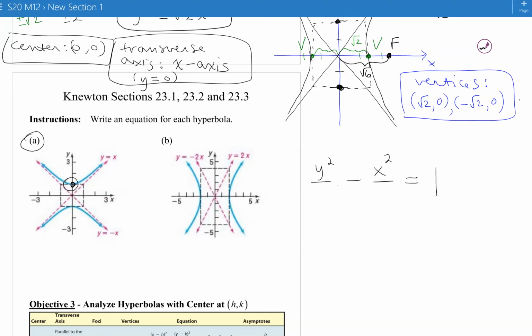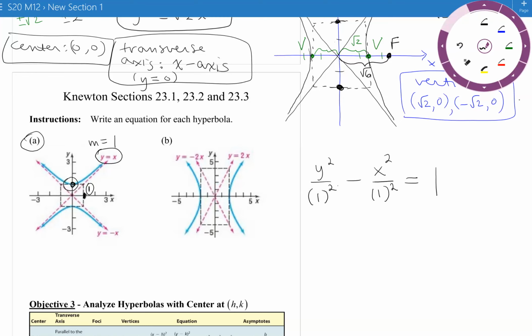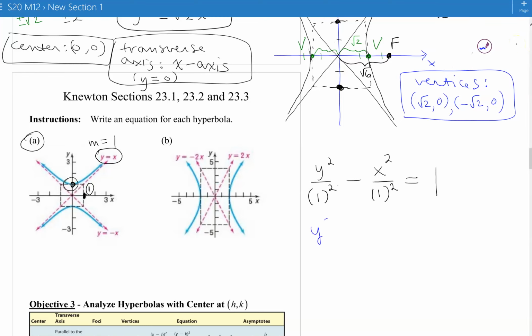So it's up 1 and down 1. So under the y will be 1 squared. And then I can see the slope of the asymptote is 1. So that means to make this diagonal, we went up 1 over 1. So we can see that when they made the box, they went 1 in the x direction also. So we would write this equation as y squared minus x squared equals 1, because we don't write divided by 1 since it doesn't change anything.